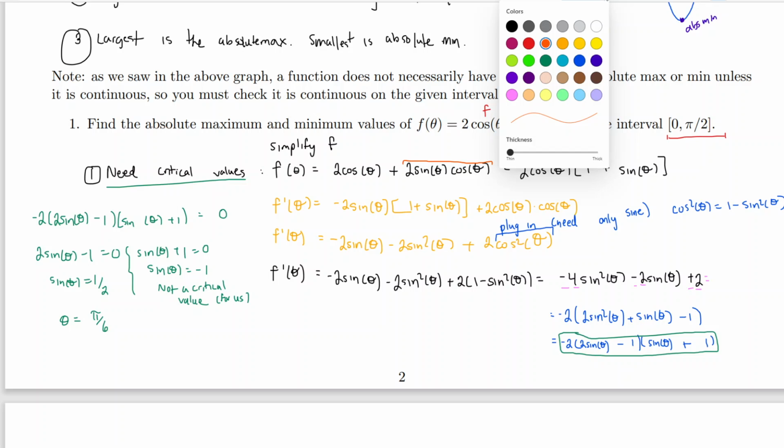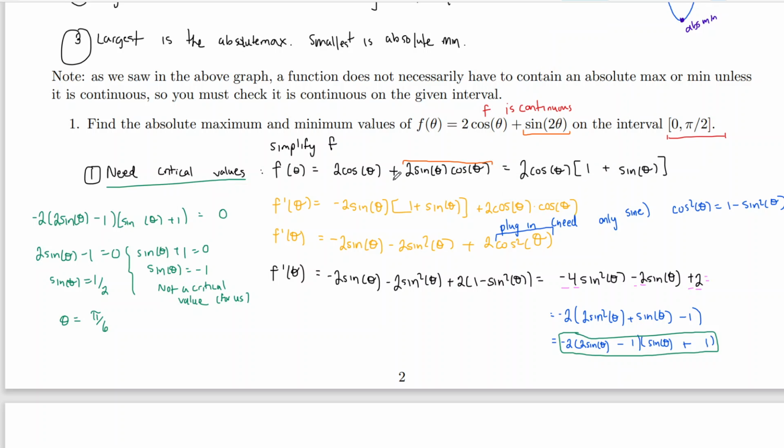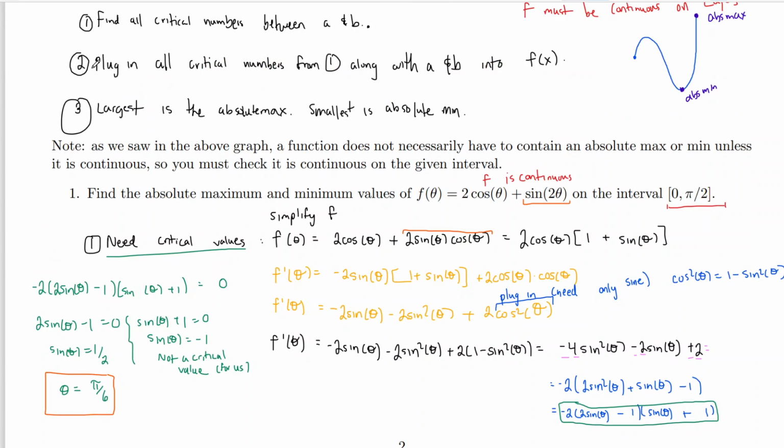All right, so the way to think about what we just did is we did all that work, but we figured out the one critical value, which is pi over 6. Well, now, what do we do with that? Just scrolling back up, we plug in the critical numbers. And I apologize if I use critical numbers or values. I think I talked about before, they mean the same thing. But we plug in pi over 6 along with a and b. A is 0 and b is pi over 2, the endpoints.